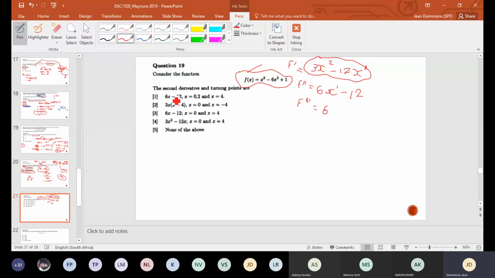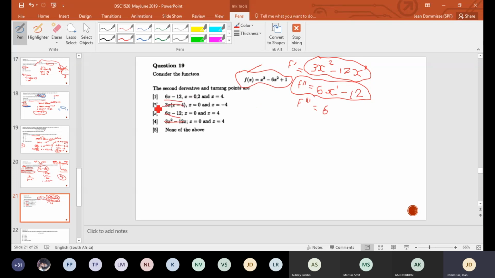Okay, so they're asking us for the second derivative. So the second derivative is 6x minus 12. Okay, so there's a 6x minus 12. That was the first derivative, so it's not that one. So again, shows you what we're doing. That would have been also the first one, just in a simplified method. So if you just did the first derivative, you would have gotten one of those answers as well.